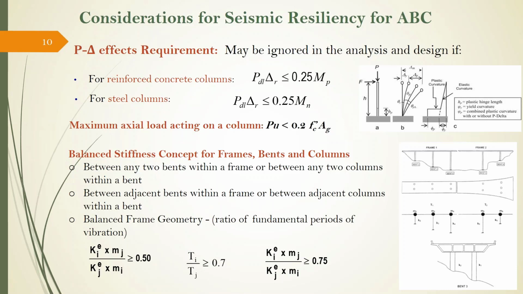Also, there is the axial load, which is important because when we go to rocking due to the seismic, we don't want to have heavily loaded columns. So the code is requiring 0.2 f'c Ag. And most importantly is the balanced stiffness concept for frames and bents and columns. This in the code is considered optional, but we are doing that as a requirement because it's good to have an equal or close to equal distribution of lateral forces on the substructure elements.